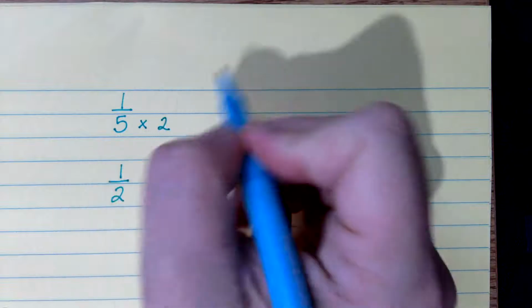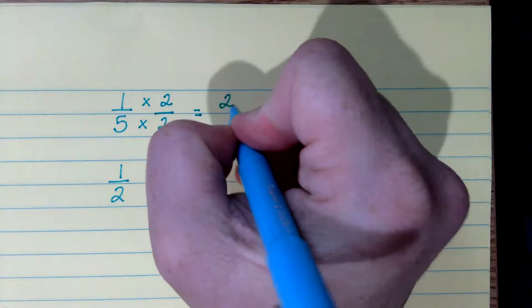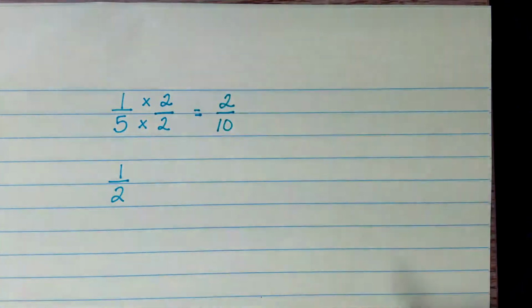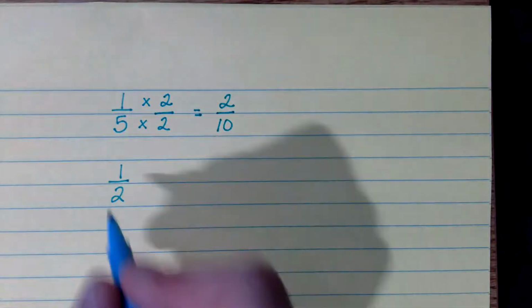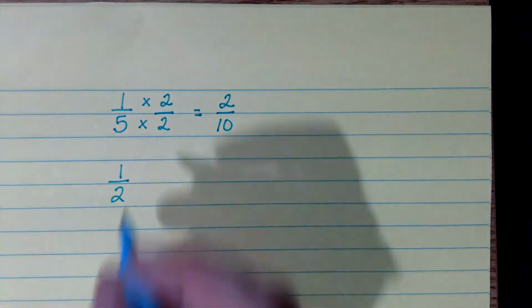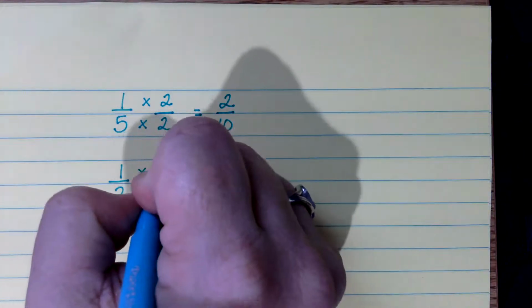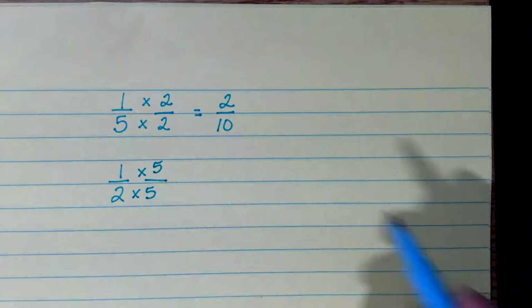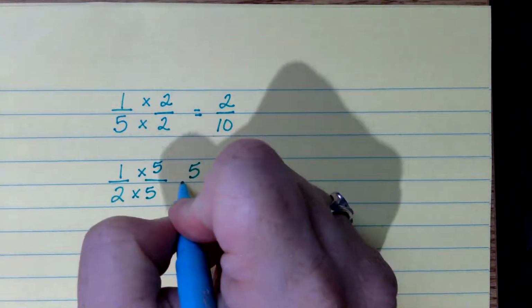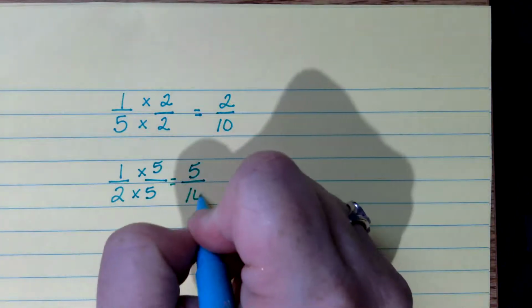And I'm going to take my 1/5 because 10 was the second multiple, and I'm going to multiply 5 times 2 and 1 times 2. This is going to give me 2/10. With 1/2, I know that I had to multiply 2 times 5 to get 10. So whatever I do to the bottom, I have to do to the top. 1 times 5 is 5. 2 times 5 is 10.